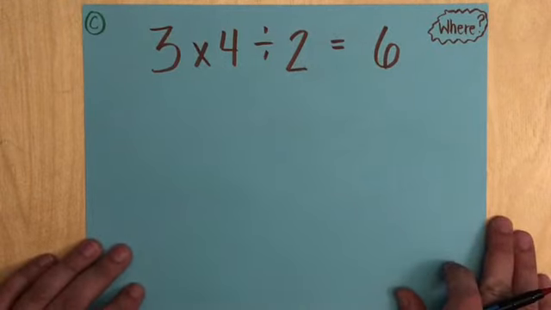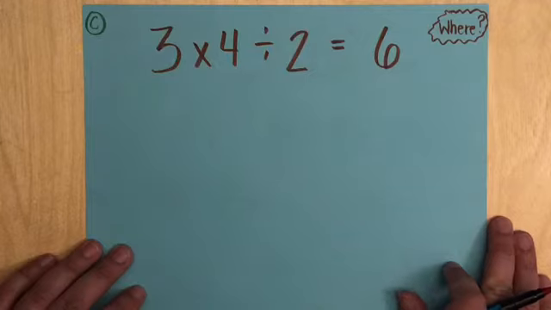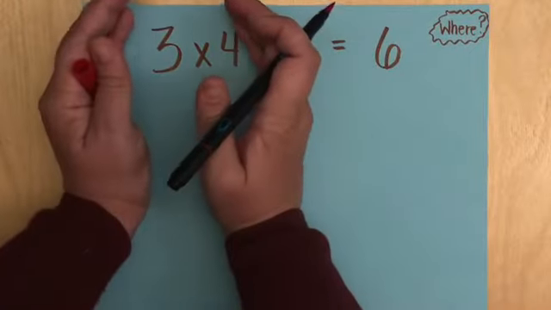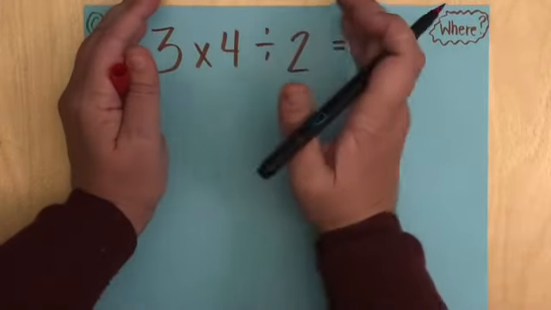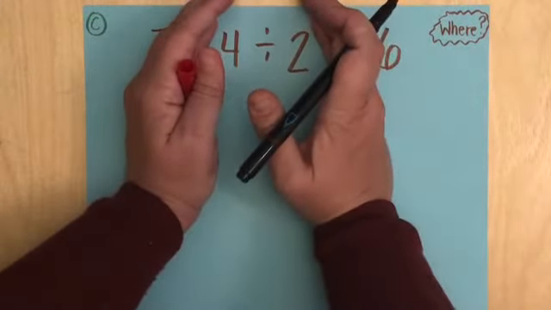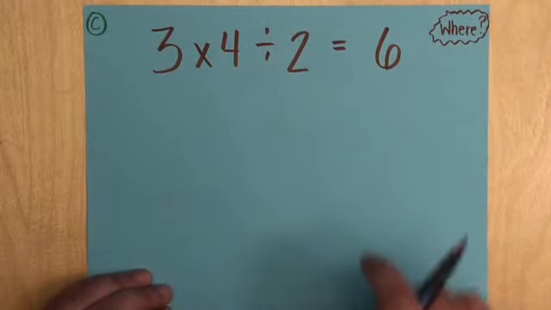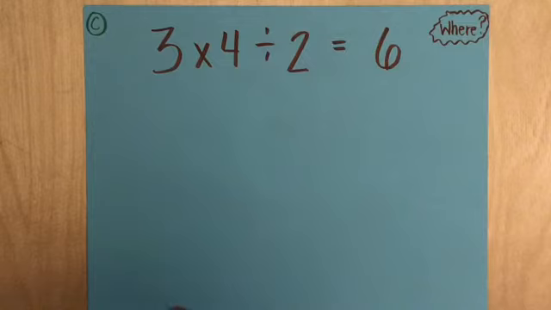Okay, here's your next problem. This time it's a challenge because the parentheses are missing. I want you to put the parentheses in here to tell me how you could make this true. So where should we put them? Should we put them around the 3 and the 4? Or should we put them around the 4 and the 2 to make the answer 6? Go ahead and try it out. Press pause and press play when you're done.